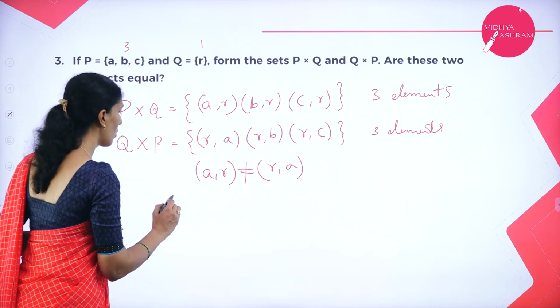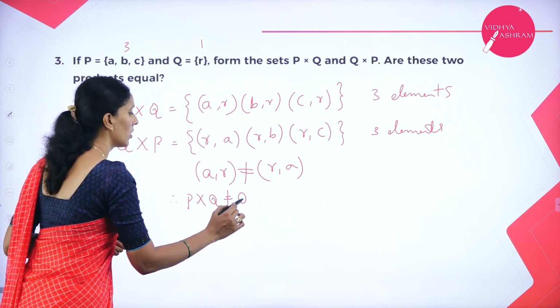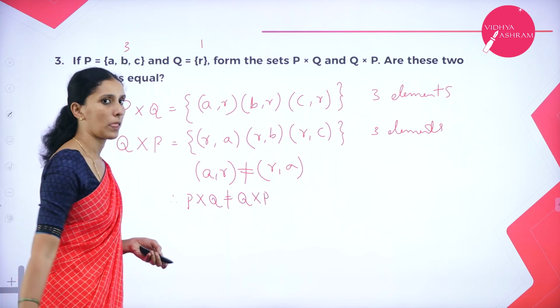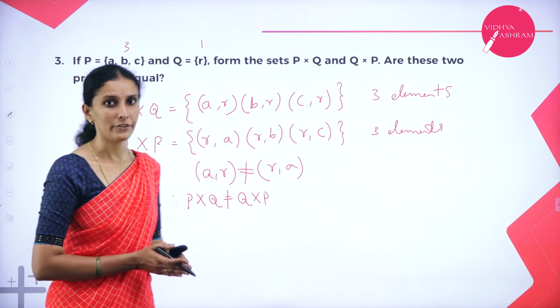So what can we conclude? We can conclude P cross Q is not equal to Q cross P. That is, we can say the Cartesian product is not commutative.